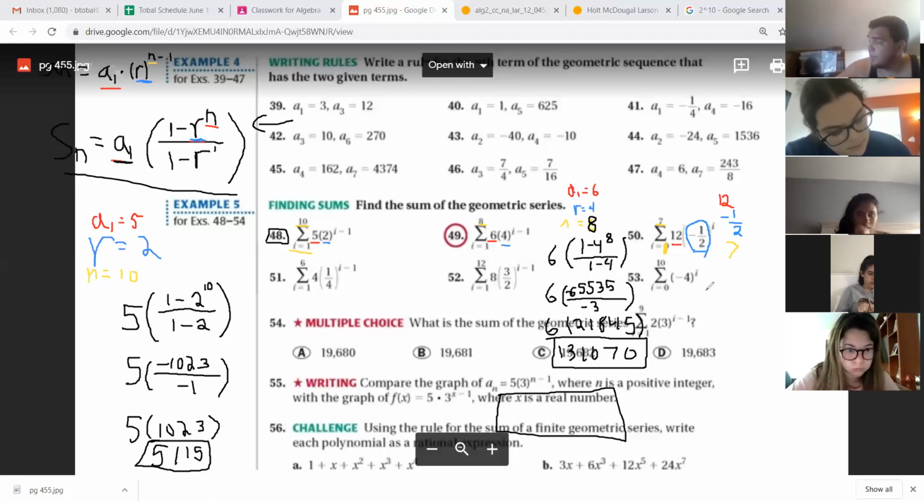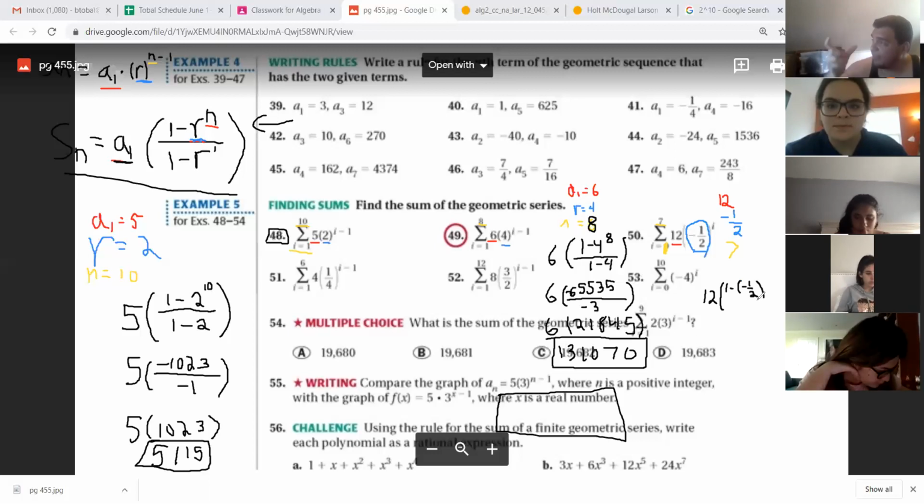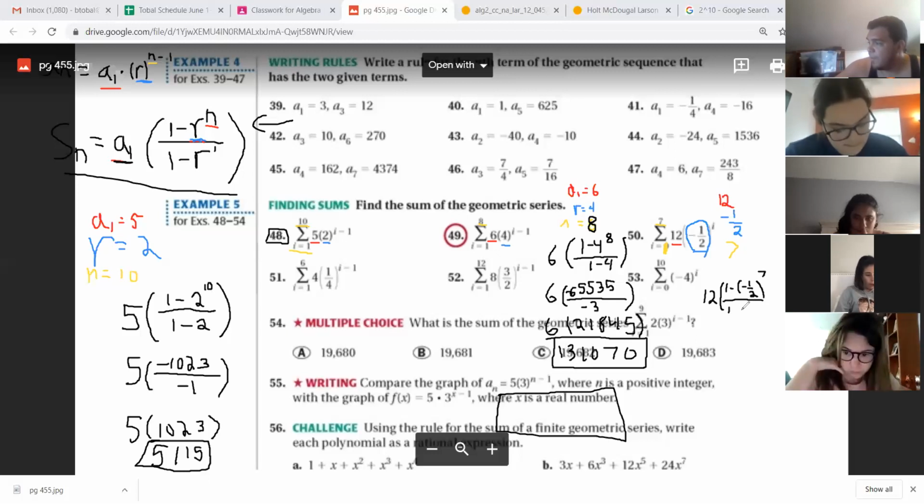So we got A1, which is 12, parentheses, 1 minus, now this is negative a half. It's plus. So it's plus. No, the negative a half is inside parentheses. That has to get squared first. It might become plus, which in this case it will, but we can't assume it's plus in the beginning. I just want to make sure. To the 7th, all over 1 minus negative a half.